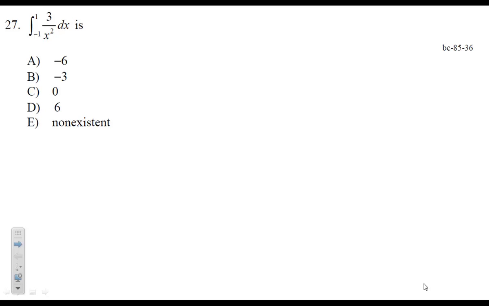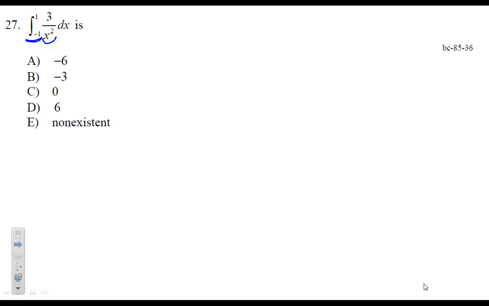Here's problem number 27, which they are working really hard to trick you. There's a difficulty with this problem that may be hard to see if you're not looking for it. But on this interval of integration, this function is not defined everywhere. It's defined somewhere in that interval. It's not defined at 0.